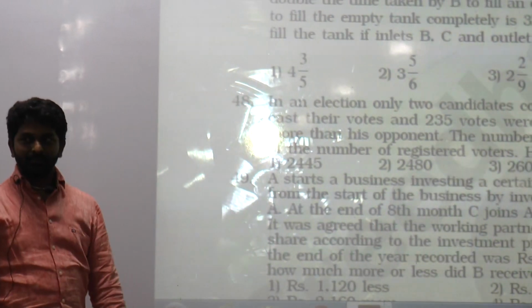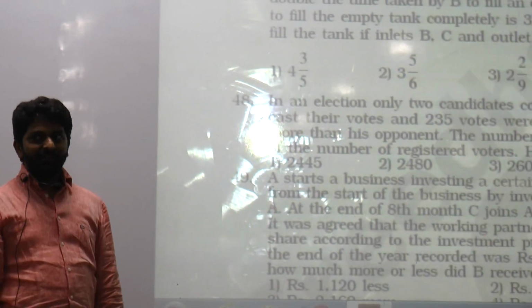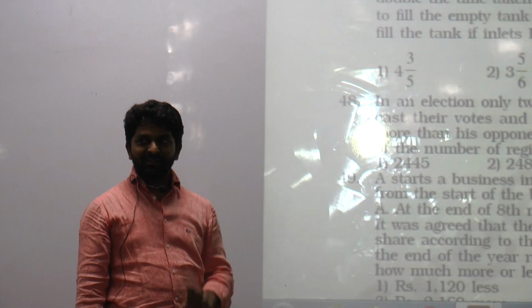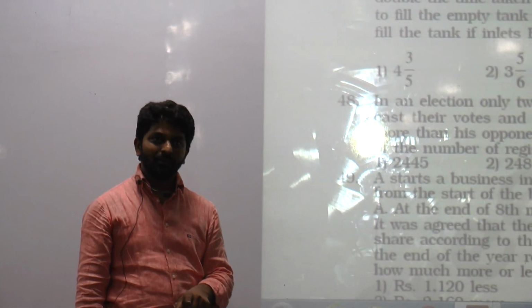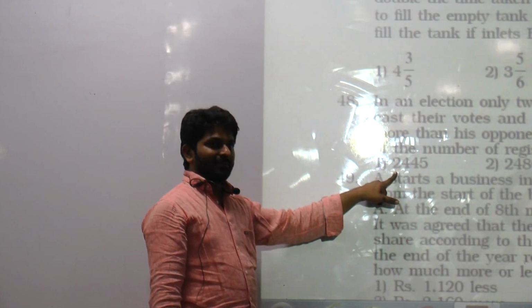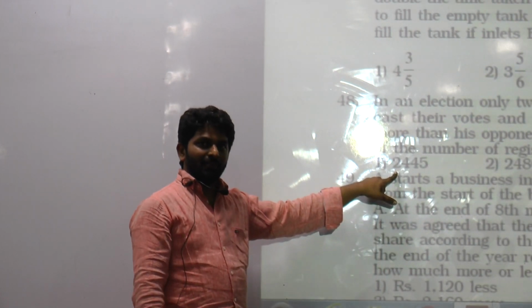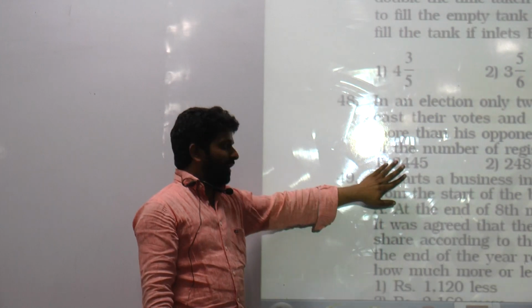2445 answer. You need to calculate 75%. Answer should be a 75 multiple. 75 is a 3 multiple. Yes or no? You have only one 3 multiple. Remaining options are not multiples of 3. So I'll go with this.